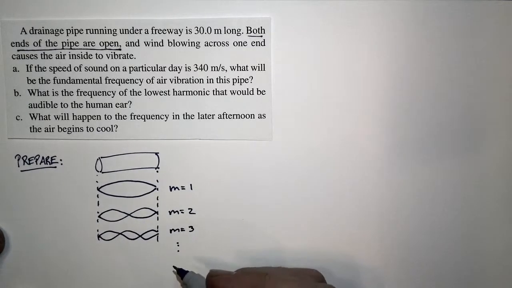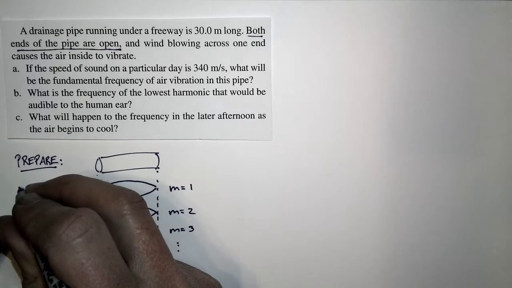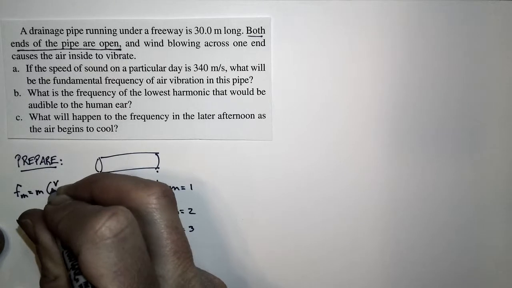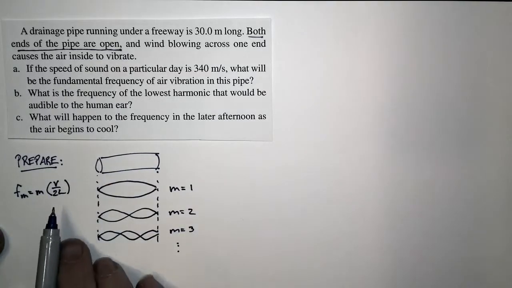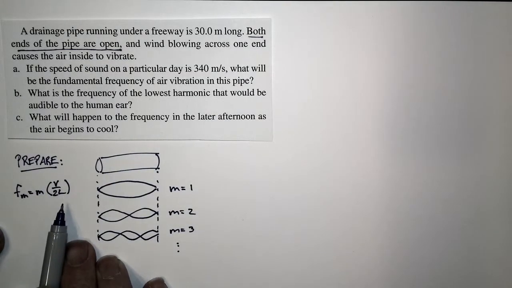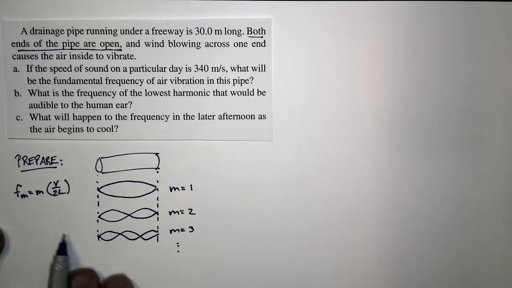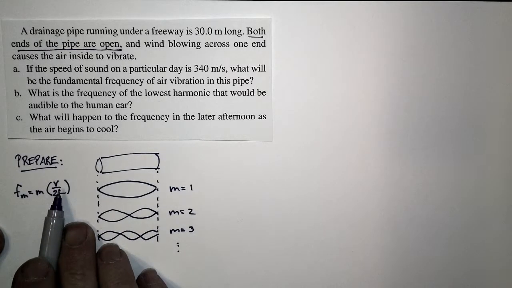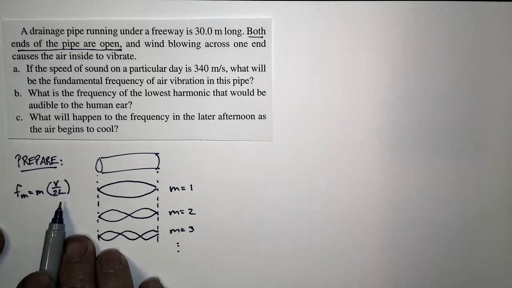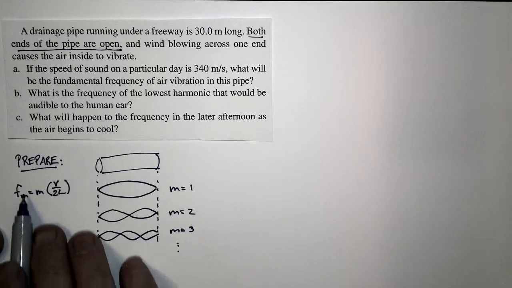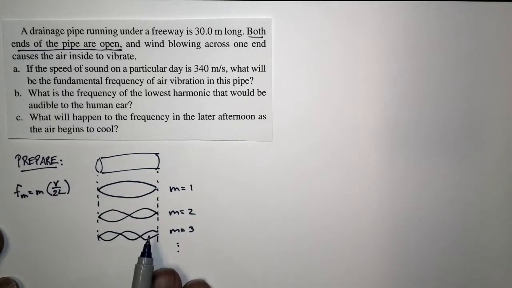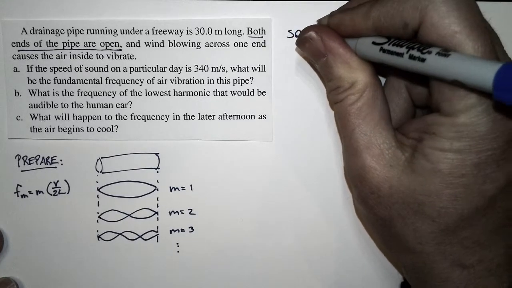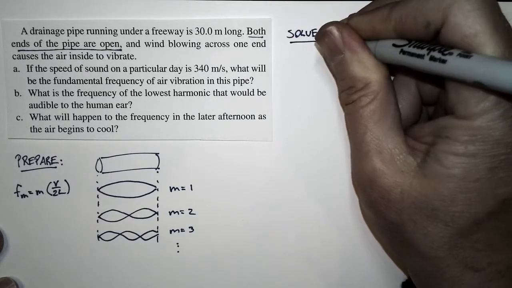And so on. Now we know the frequencies of the different modes too. The frequency of mode m is just equal to m times v over 2L. I need the speed of sound, and I also need the length of the tube. So here's my physical situation. Frequencies depend upon the speed of sound, the length of the tube, and also the mode number. So we have everything we need to start solving, and let's do that. We'll solve for these three pieces in turn.